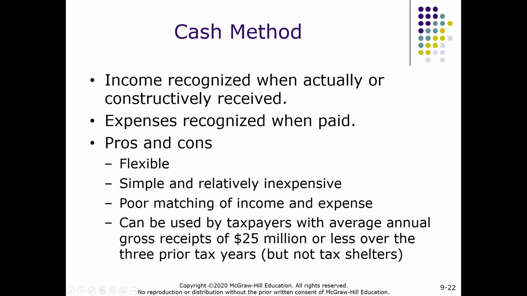So again, pros and cons. It's flexible, simple, relatively inexpensive, poor matching of income and expenses. Can be used by taxpayers with an annual average gross receipts of $25 million or less. You start making more than $25 million, the IRS says you better go hire a CPA. You better go hire an accountant because you should be able to do this.